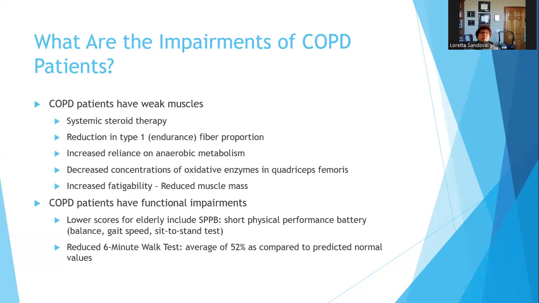Their functional impairments usually include lower scores for elderly COPD patients, including the 3 tests on the short physical performance battery, the SPPB: balance, gait speed, and sit to stand tests. They also have a reduced 6-minute walk test, an average of 52% as compared to predicted normal values. So they have functional impairments.